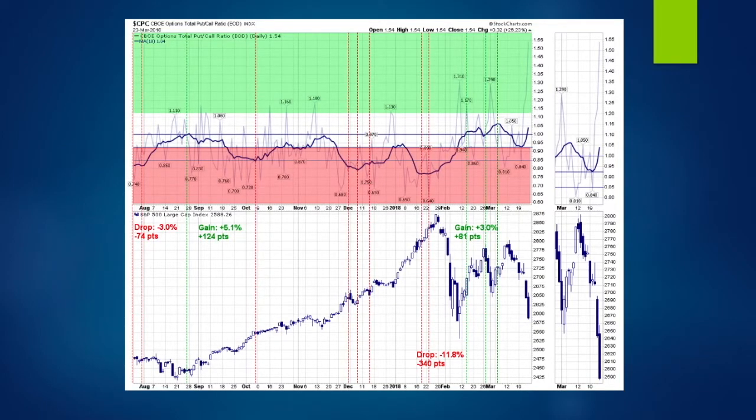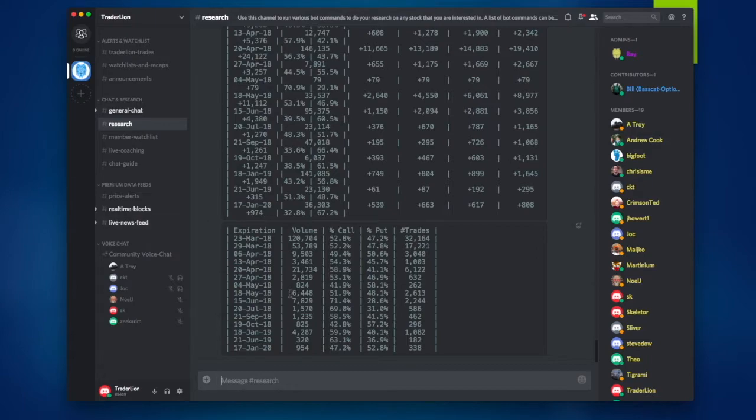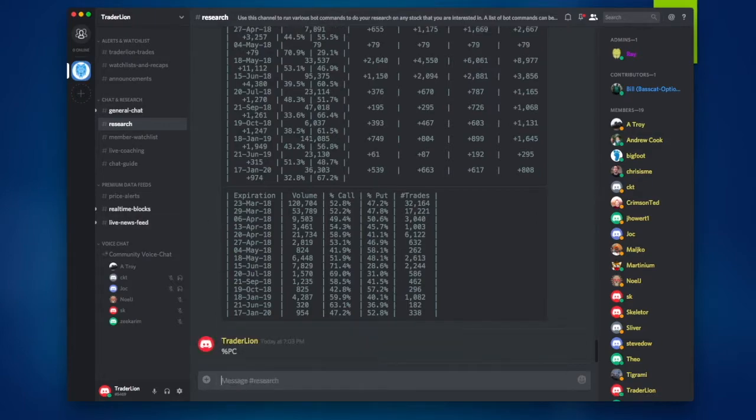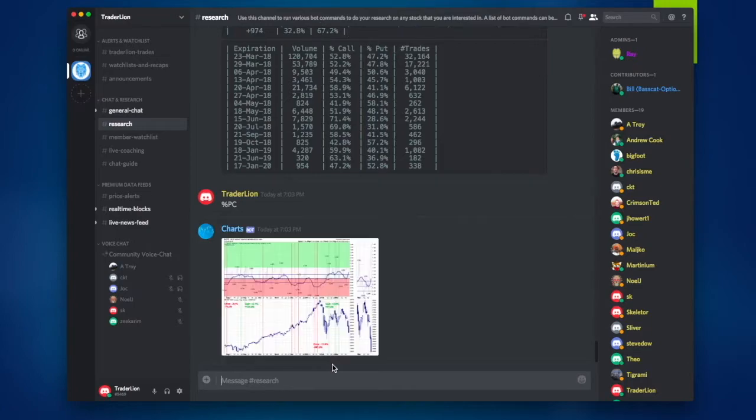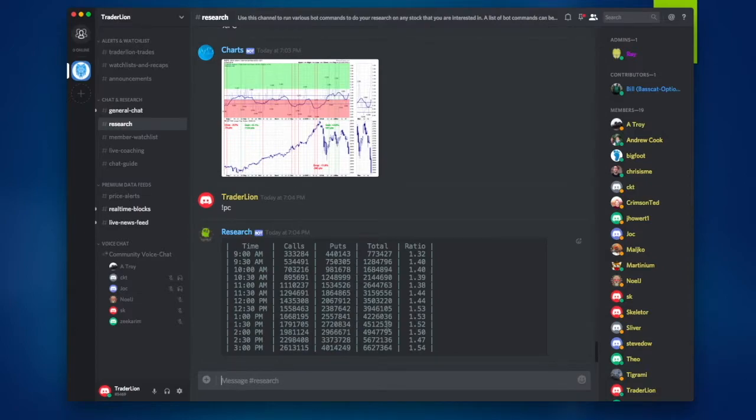So here we have a chart for you to see it, and you can grab this chart by going into the research channel, doing %PC, and that's going to pull this chart up right here. You can also do !PC, and that's going to give you the reading as it comes through every half hour in the market. So let's get back to this chart right here.